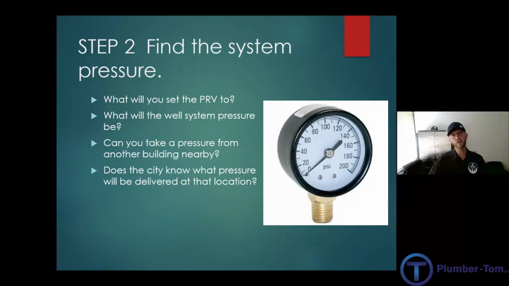So if you decide you're going to set that at 65 psi, you know that's your starting point, and you can use that on the table. If you're on a well system, a well can fluctuate anywhere between 45 and 65 or so. You'd want to size it for the low end, go for 45 psi.